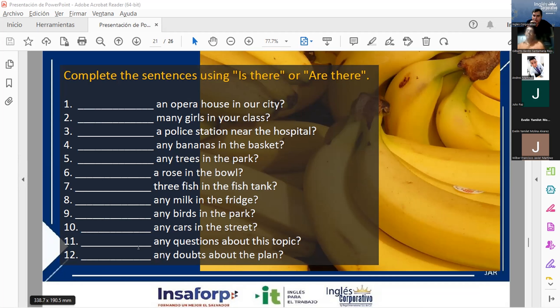And if you have milk, for example, you might ask me, teacher, are there any milk or is there any milk? Milk is uncountable. So you say, is there any milk in the fridge? But if it's plural, are there many girls? Are there any birds? Are there any cars? Are there any questions? Are there any doubts? Plural. Are there? Yes. Okay, thanks. Okay, teacher. You're welcome.